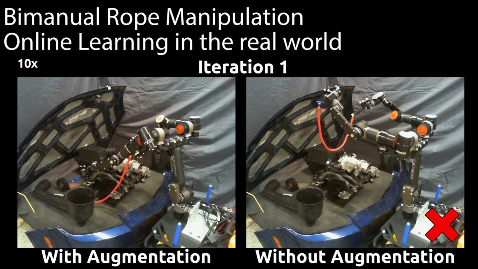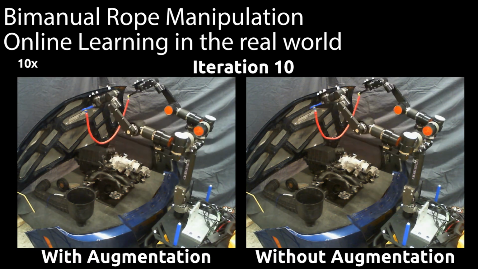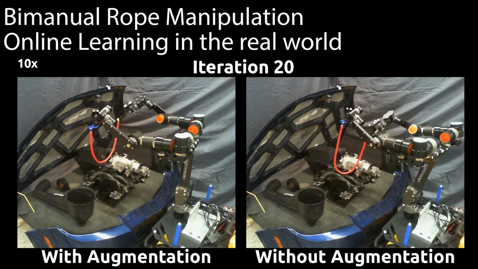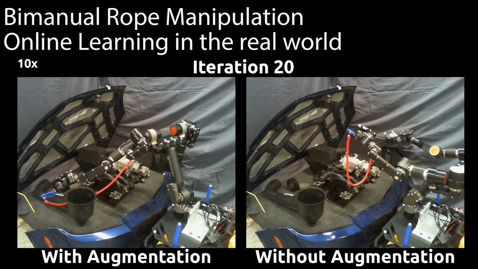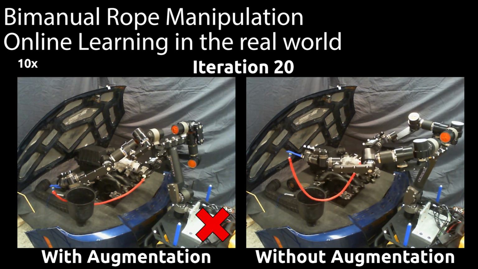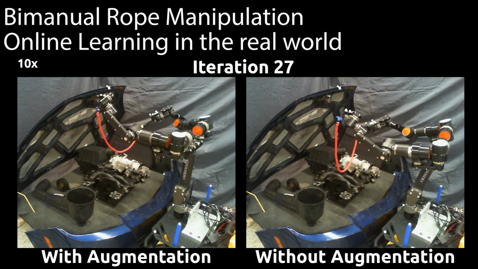Finally, we also evaluated our method on bimanual rope manipulation in the real world. The scene here is a mock-up of a car engine bay. The robot must move the rope and place it under the engine without snagging it to set up for lifting the engine. To track the rope, we use CDCPD2.